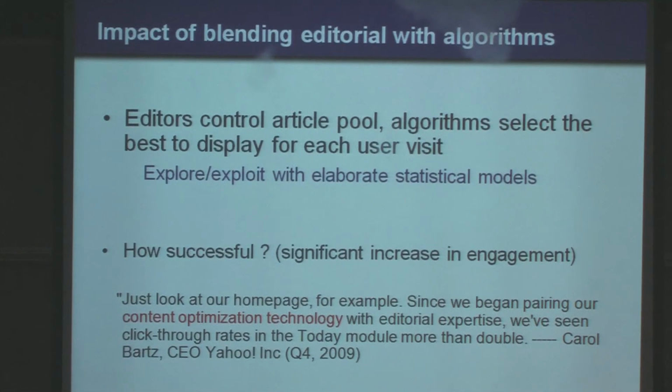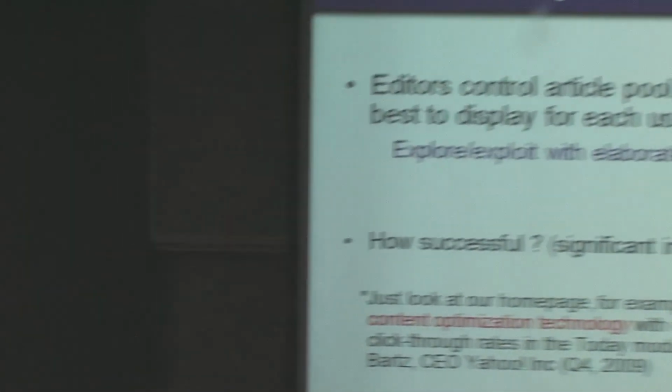So what we have done is we've taken the editorial programming and the constraints into account, and then blended it with algorithms to serve the best article to a user when they come to the front page, right? And this is done by techniques I'm going to describe later in the talk. And this has been quite successful in terms of improving user experience on the Yahoo network.